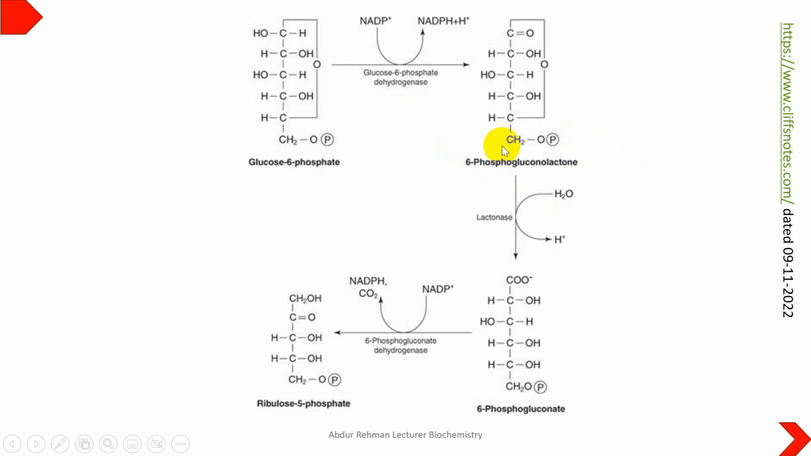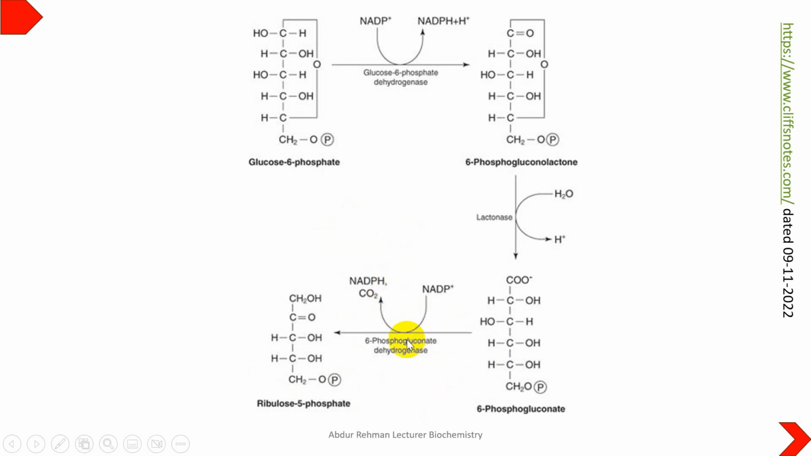Then in the next reaction, 6-phosphogluconolactone, with the help of the lactonase enzyme and the addition of a water molecule, gives you 6-phosphogluconate. That 6-phosphogluconate, with another dehydrogenase enzyme, this time 6-phosphogluconate dehydrogenase, will give you another NADPH molecule with the removal of a carbon molecule. With that removal of the carbon, the molecule is converted into ribulose 5-phosphate, and that also gives you the second NADPH molecule.